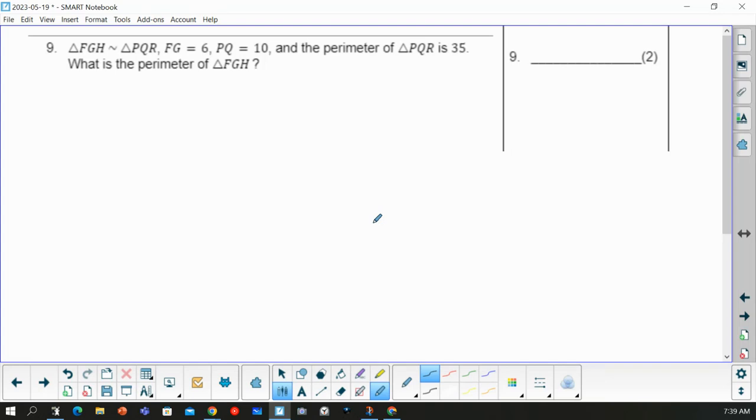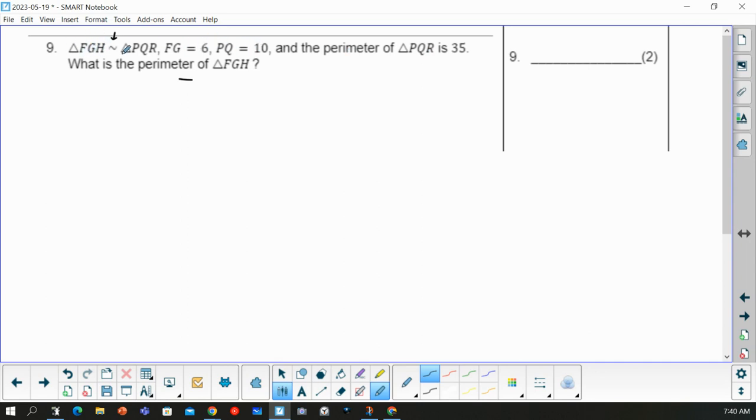All right, I'm looking at problem number 9, and we've got some segments here. Now, it gives you the perimeter of one and wants to know the perimeter of the other one. Well, the perimeters of similar shapes, and they're similar because it tells me that right here, have the same ratio as the lengths of the sides ratio. Okay, so these two numbers are giving you that ratio.